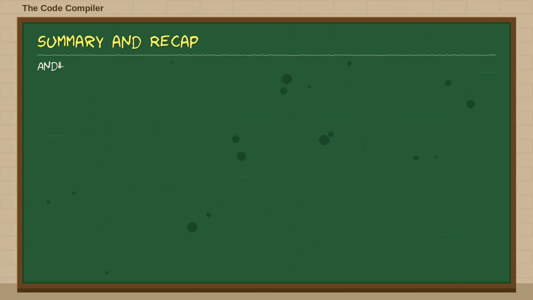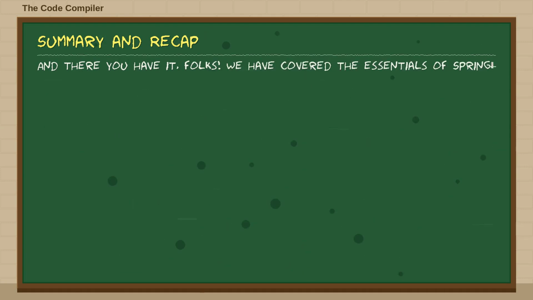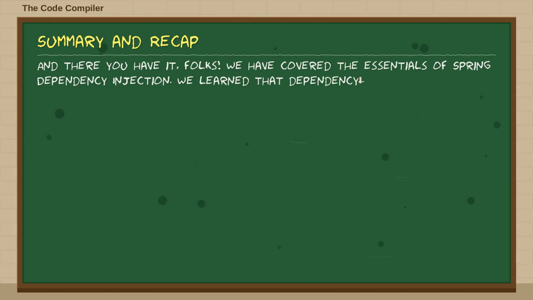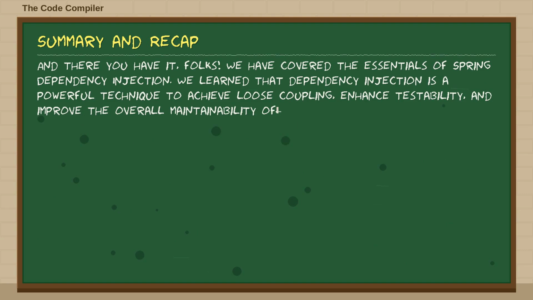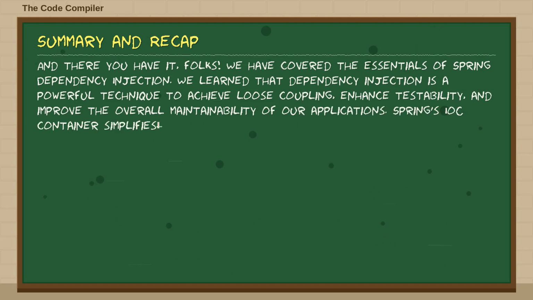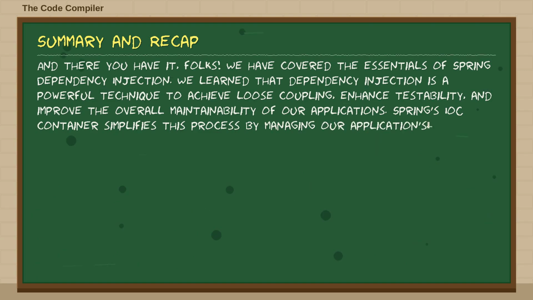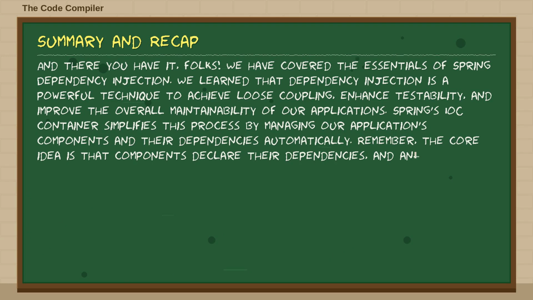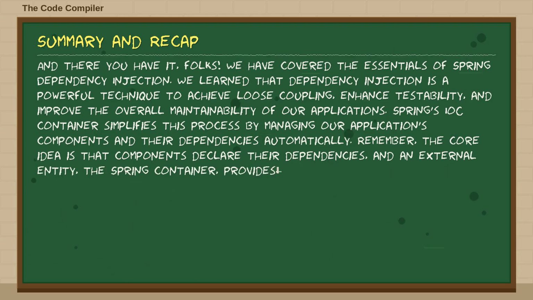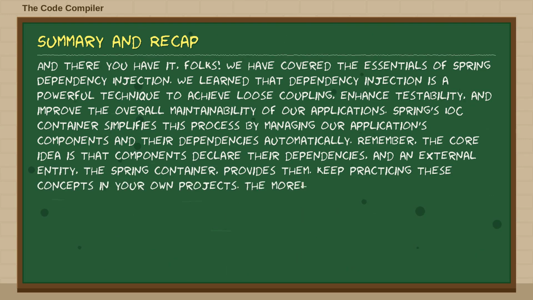And there you have it, folks. We have covered the essentials of Spring Dependency Injection. We learned that dependency injection is a powerful technique to achieve loose coupling, enhance testability, and improve the overall maintainability of our applications. Spring's IOC container simplifies this process by managing our application's components and their dependencies automatically. Remember, the core idea is that components declare their dependencies and an external entity, the Spring container, provides them.